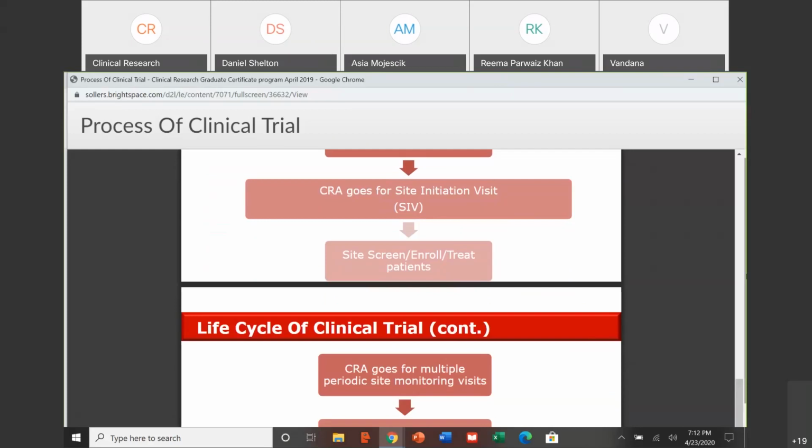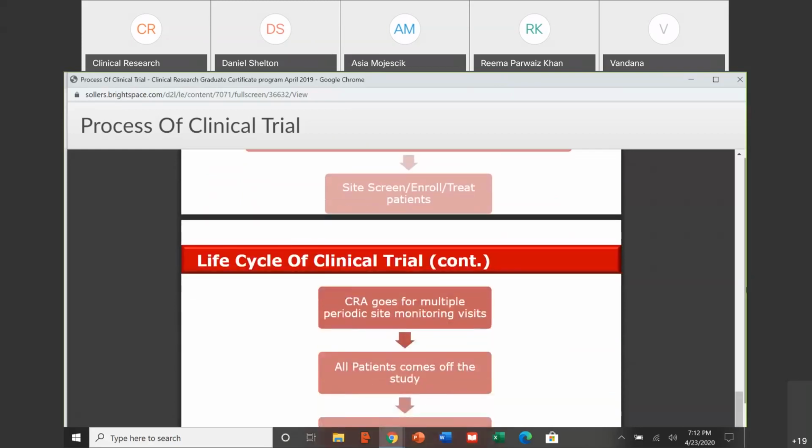The hospital or the sites will start screening the patients. Depending on the inclusion and exclusion criteria, they start enrolling the patients. They start treating the patients with the study drug. When they start treating the patients with the study drug, what do we expect? We expect data, right? A humongous amount of data. Data from screening, data from physical examination, data from CAT scans, data from EKGs, data from procedures, data from laboratories.